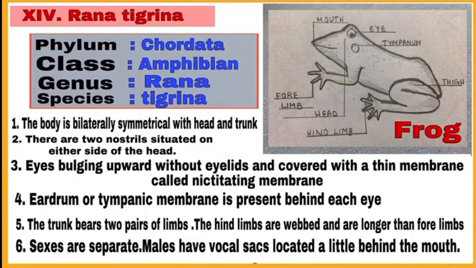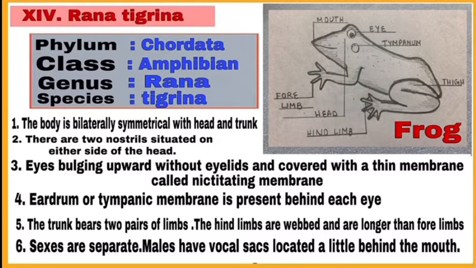Come to Rana tigrina, belongs to phylum Chordata and class Amphibia. See its features. Number 1, the body is bilaterally symmetrical with head and trunk. There are 2 nostrils situated on either side of the head. Next, eyes bulging upward without eyelids and covered with a thin membrane called nictitating membrane. Eardrum or tympanic membrane is present behind each eye.